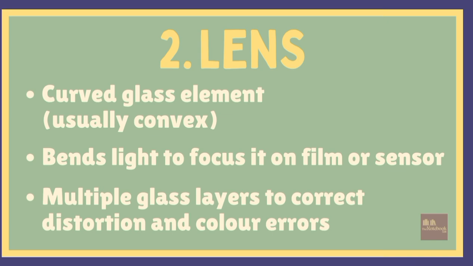Next, we have the lens, which is a curved glass element. It is usually a convex lens. It basically bends the light which enters and focuses it on the film or the sensor. Film in a film camera and sensor in a digital camera. There are multiple glass layers to correct the color distortion.